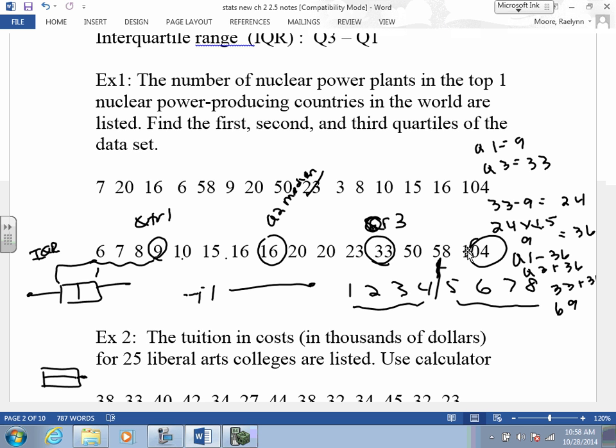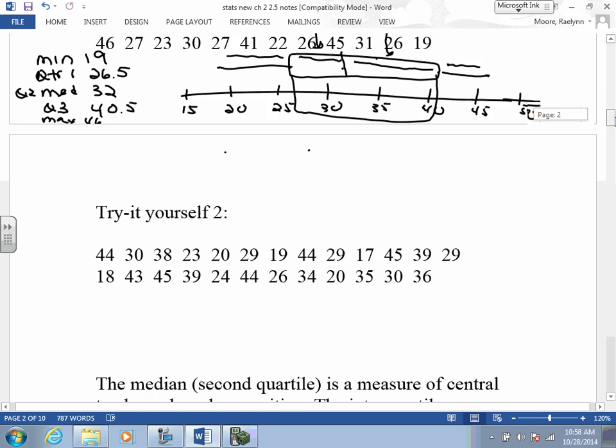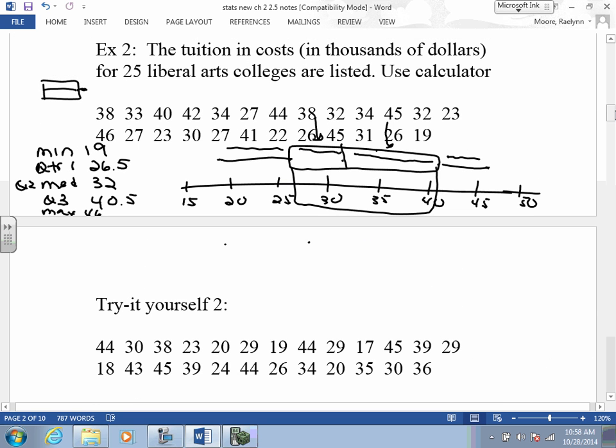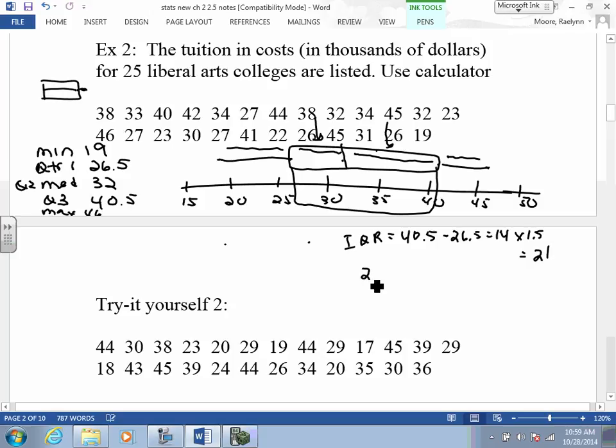So we're going to try another one. Let's see if we have one that has it. Okay, let's look at this data. Your quartile 1, I thought we did quartile, but I guess not. 40.5 minus 26.5. This was 14. We're going to take your interquartile range times 1.5, which should give you 21.